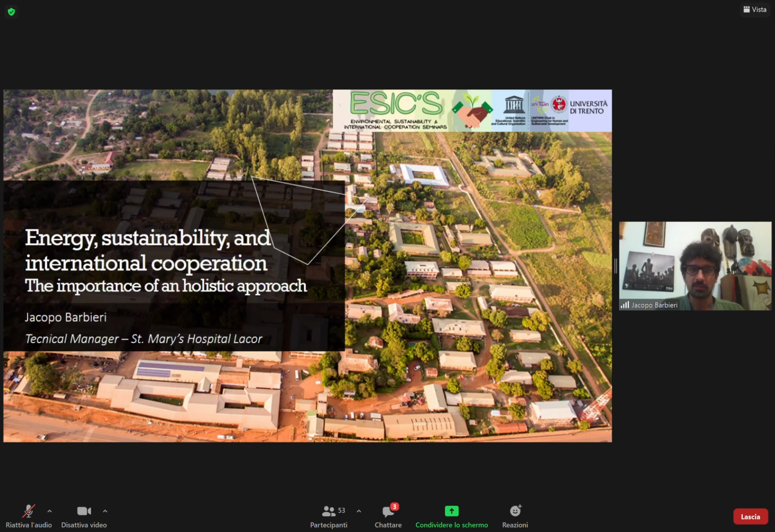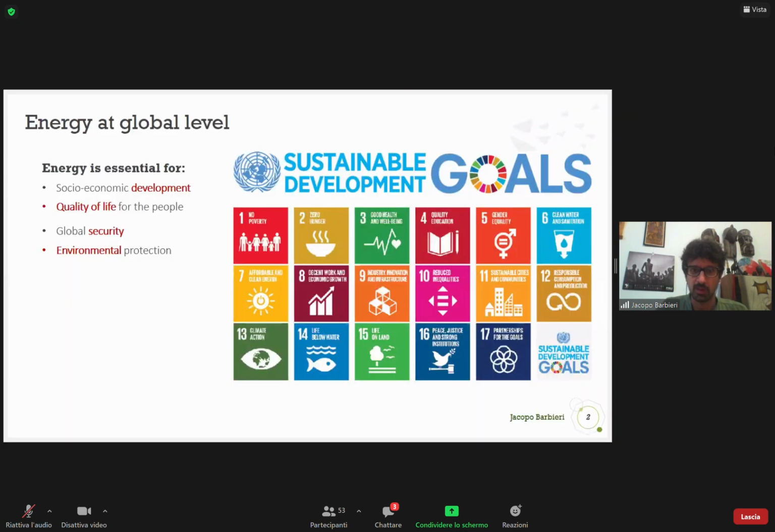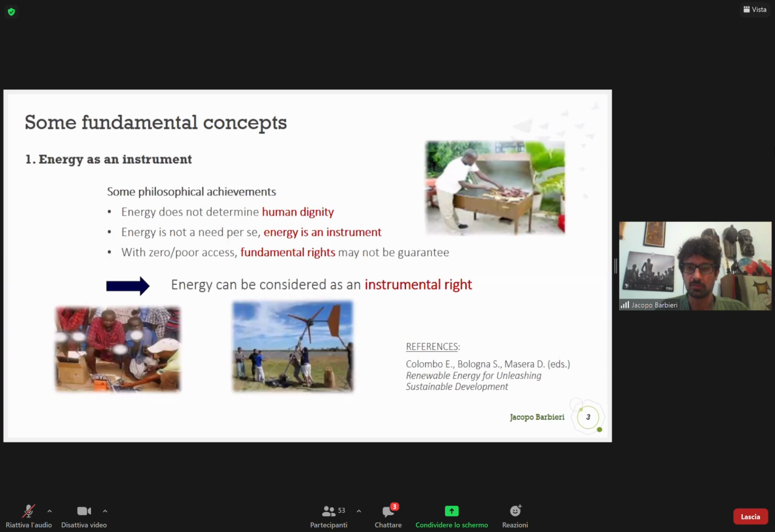So, energy, sustainability, and international cooperation. My presentation will be divided into 2 blocks. I will first introduce some fundamental concepts from the theoretical point of view, and I will try to apply them to a case, specifically to the context of St. Mary's Hospital at Ciò. Andrea already introduced the importance of energy, so I think you have got it well. I don't want to focus much more on this, and I will go immediately to the important themes that I want to explore.